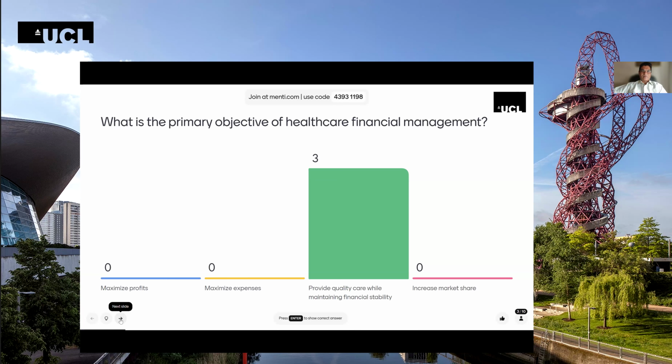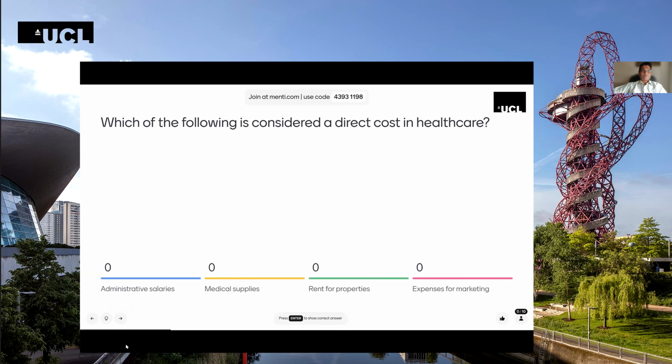Okay, let's try the next one, guys. Which of the following is considered a direct cost in healthcare? Have you studied finance before, or accounting? There are 2 costs, direct and indirect. Direct costs within this system include administrative salaries, medical supplies, rent for properties, and expense for marketing. Don't worry about answering right or wrong. It's not an exam. We just want to have some fun and see how it goes.